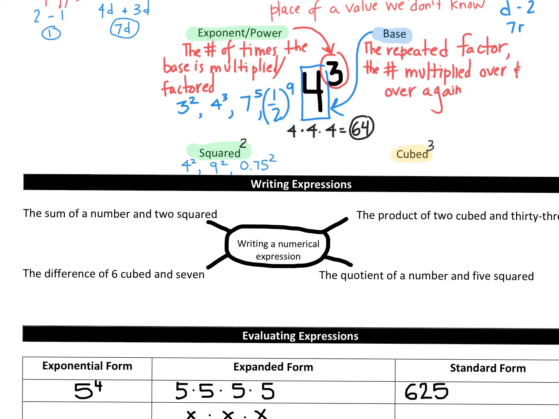Okay, you notice one thing in common, the second power. That exponent is 2. In the case of cubed, you could say 4 to the third power, or 9 to the third power, or 0.75 to the third power. Either way, it's to the third power. So there's a big difference there. Squared means to the second power, cubed means to the third power.